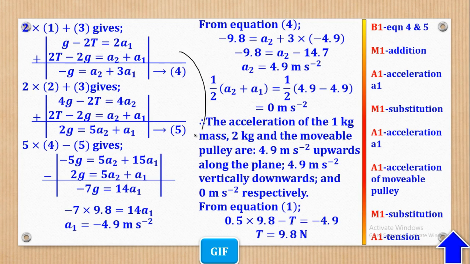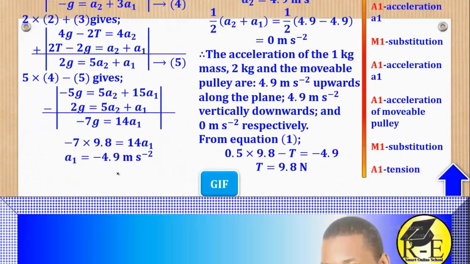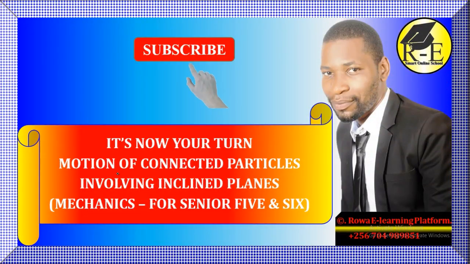So these two equations, equation 4 and equation 5, that is b1, then m1 for this addition, a1 for this acceleration of a1, this m1 for substitution here, and this for acceleration of a2. So this was supposed to be a2, and this a1 for the acceleration of the movable pulley, b1, m1 for substitution here, and a1 for tension. So I believe you have marked yourself and done corrections where necessary. So what I'm going to do, I'm going to leave you with another set of questions still on the topic of motion of connected particles involving inclined planes.